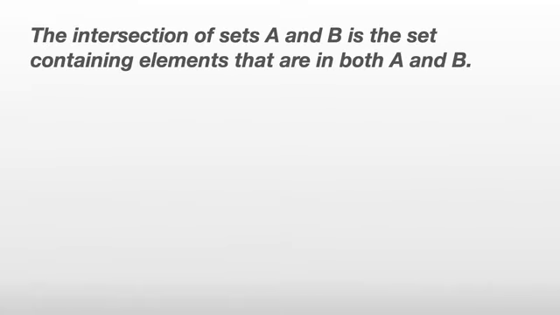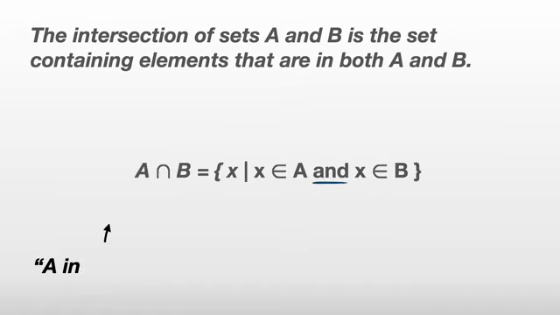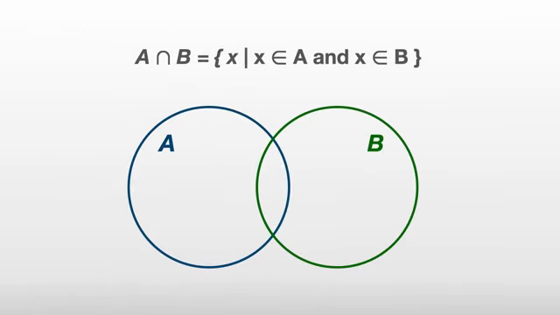The intersection of the sets A and B is a set containing elements that are in both A and B. The intersection of A and B, or A intersect B for short, is symbolised with an upside down union symbol and is formally defined as X such that X is in A and X is in B, the word AND being the most important bit. If the elements of the intersection must be in both A and B, then we're talking about the overlapping part of the Venn diagram.